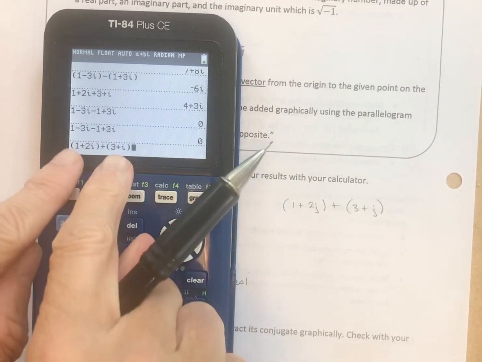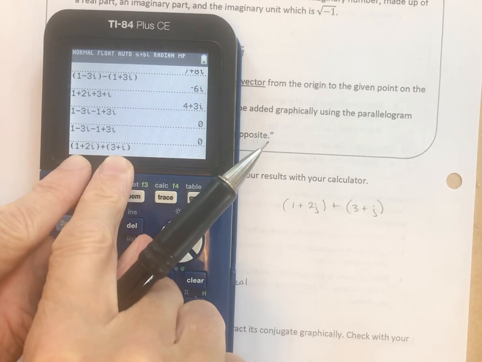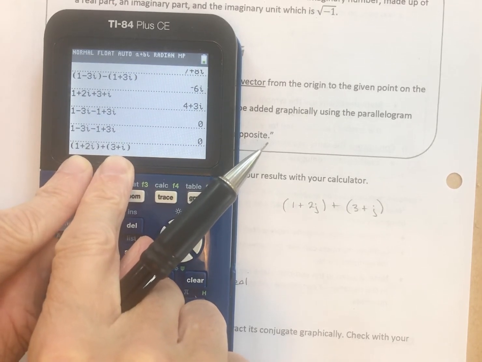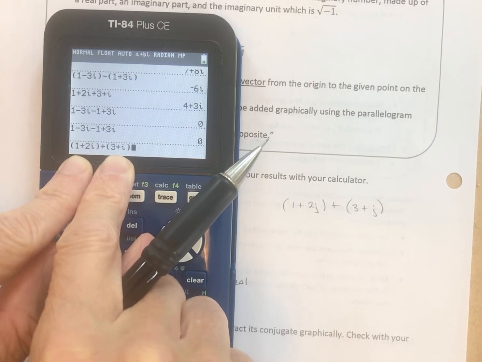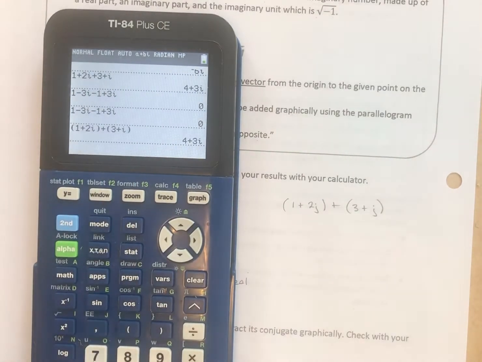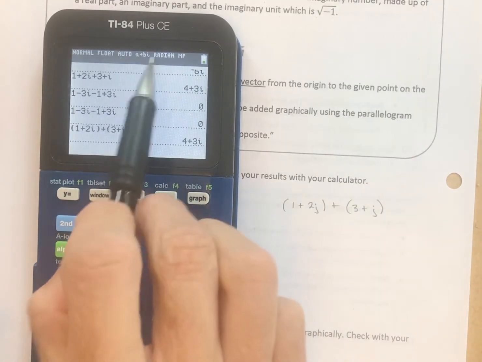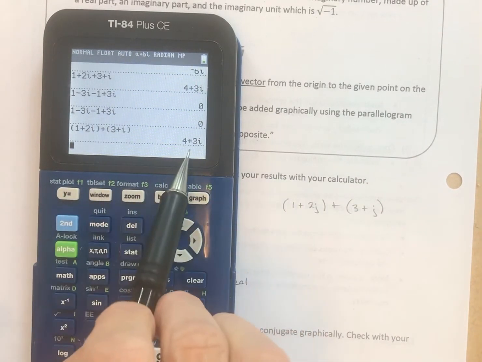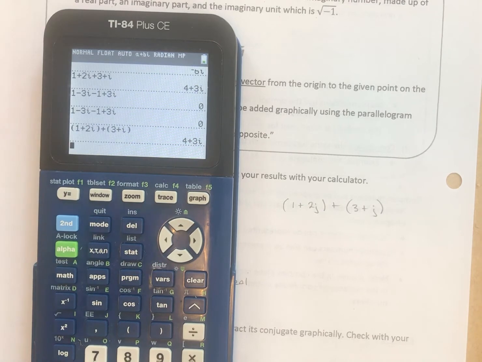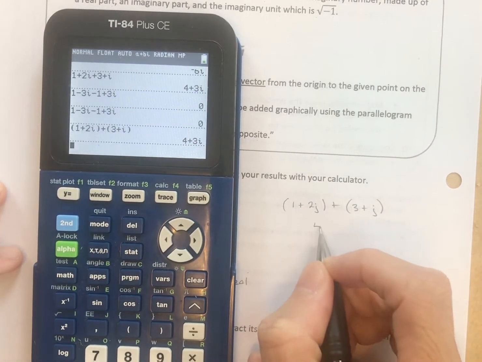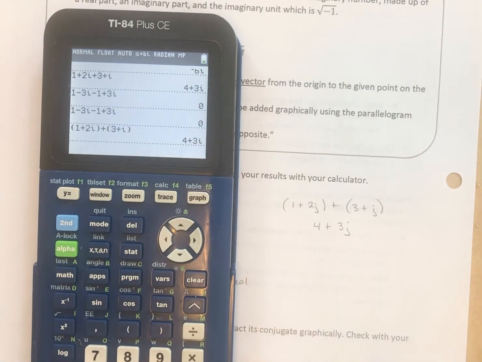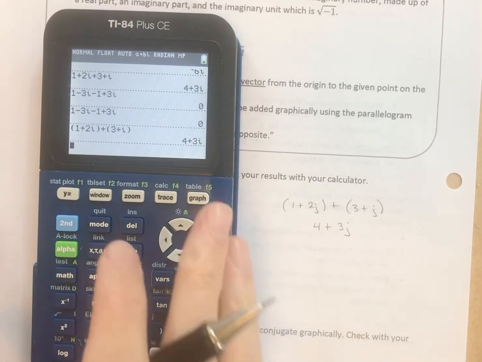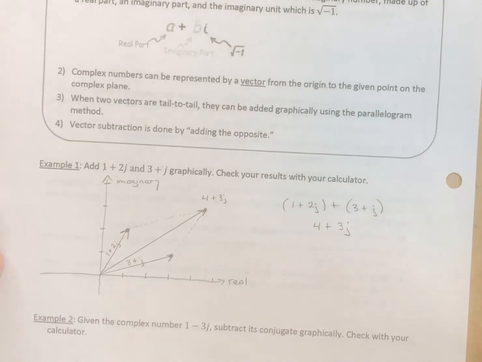And so again, I like to use parentheses. If I always use parentheses, I feel better about how the answer is going to be, because it does make a difference with subtraction. I'll press enter, and you can see because I am in the complex number mode, I get a complex number answer, 4 plus 3i, which we've now gotten, 4 plus 3j in our case, in 3 different ways. Okay, let's do one more example.